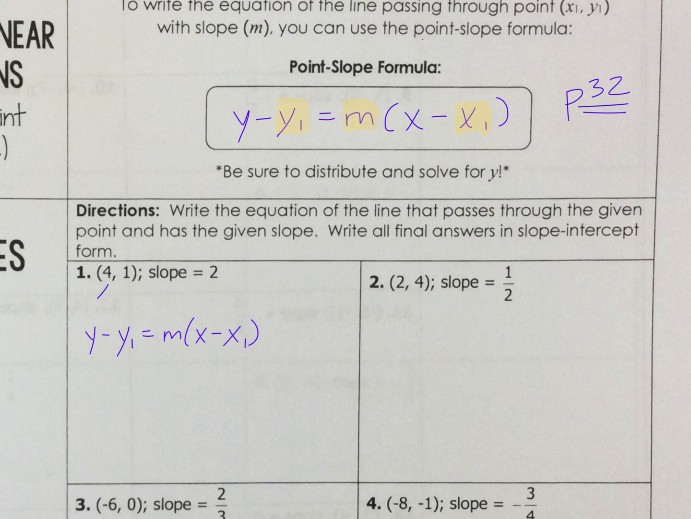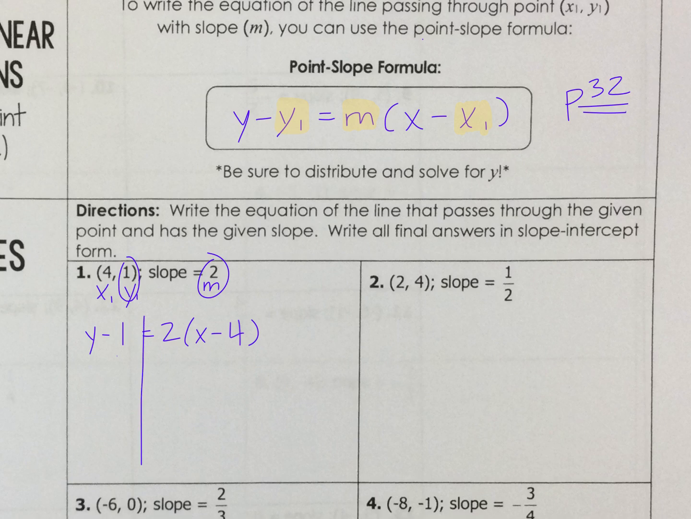So I'm going to label x1, y1. Slope is always our m. I'm going to write my formula, but instead of the y1, I'm going to fill in a 1, because that's what y1 is. Instead of the m, I'm going to fill in a 2. And instead of the x1, I'm going to fill in a 4.